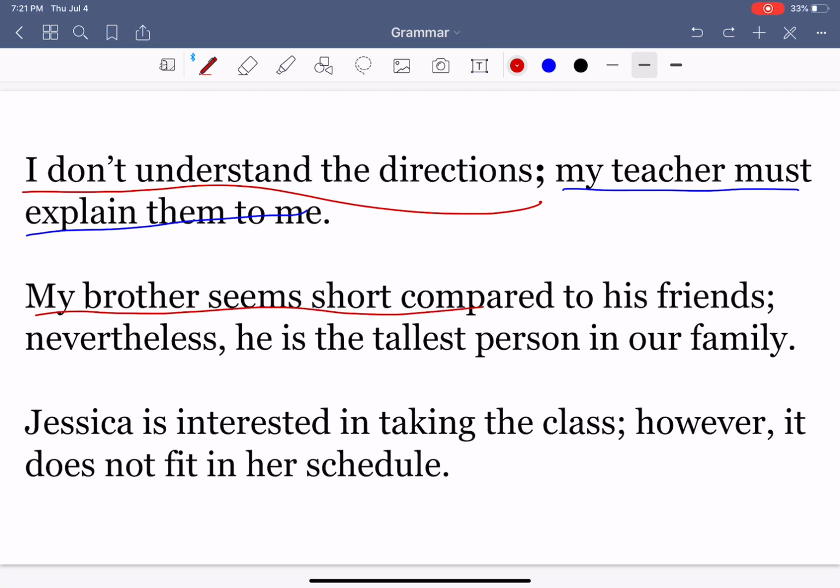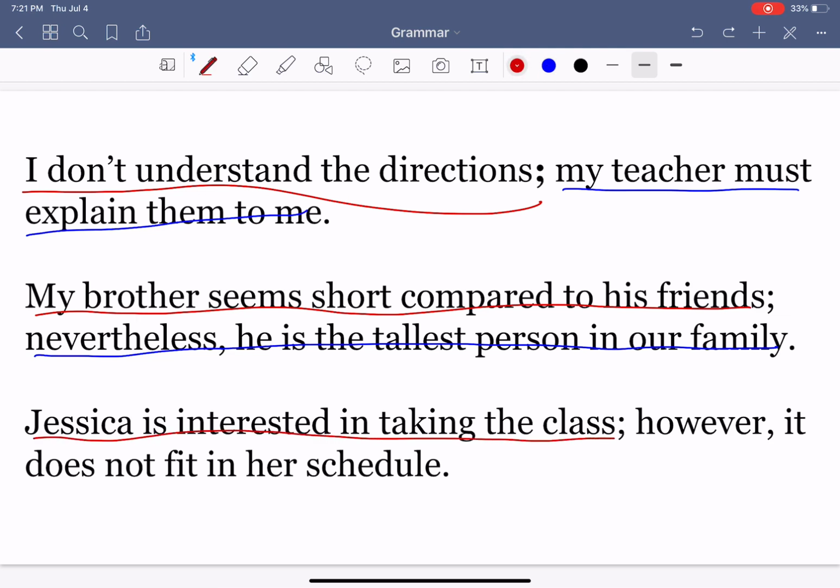My brother seems short compared to his friends. Nevertheless, he is the tallest person in our family. She's saying that he seems short, but he is the tallest person in our family. They're related thoughts, and they're complete sentences. You can use a semicolon.